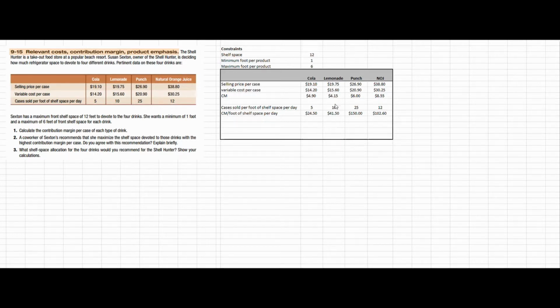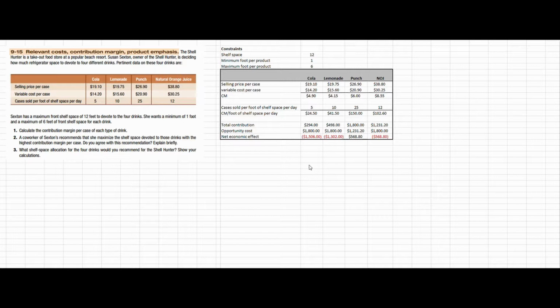Likewise with lemonade. Each case of lemonade has a contribution margin of $4.15. However, in 1 square foot, we can sell 10 cases. Therefore, the contribution from that 1 square foot is going to be $41.50. Likewise, we can do the same thing for punch, and we can do the same thing for orange juice. So notice here we have our contribution margins. These are contribution margins per unit of output. These are contribution margins per unit of input. Okay, now how would we go about determining how to allocate those 12 square feet?